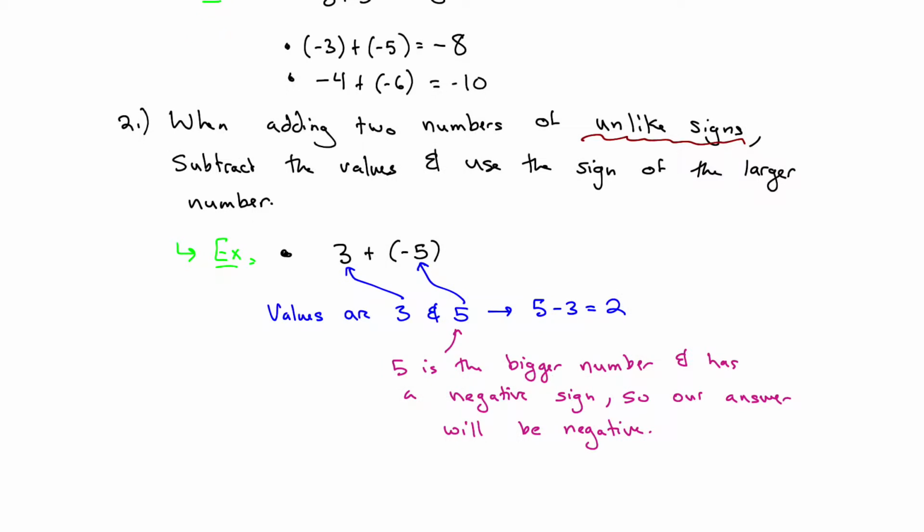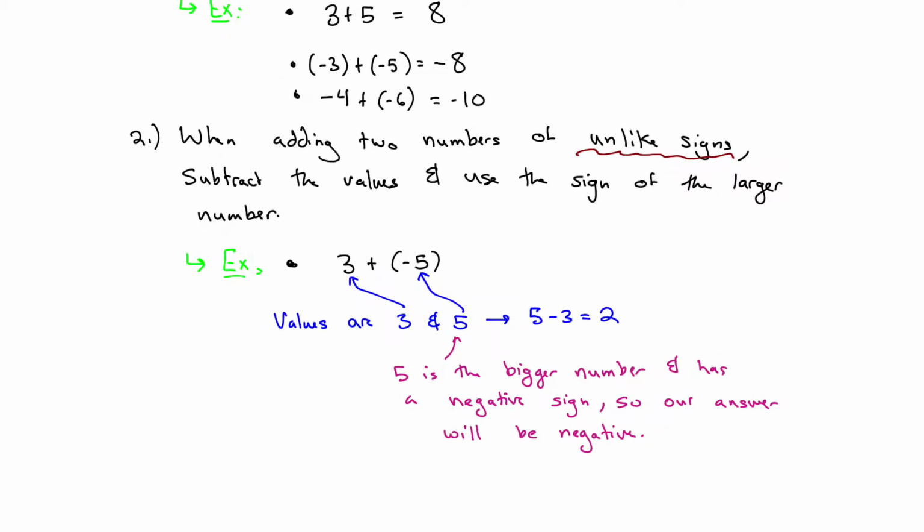That is to say that 3 plus -5 should be -2. Well, I don't need to box that answer.